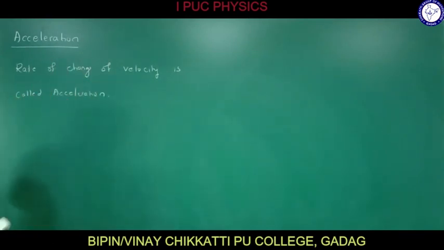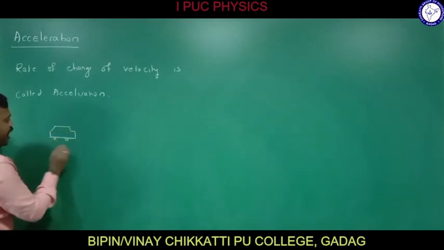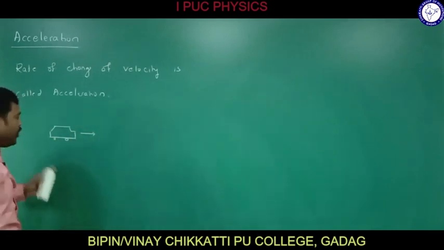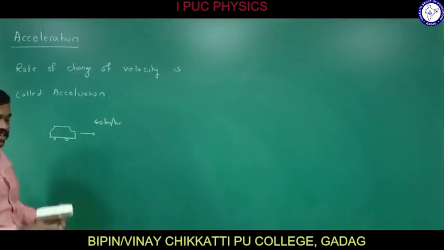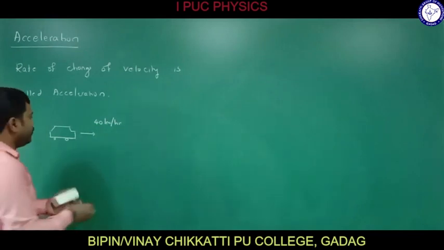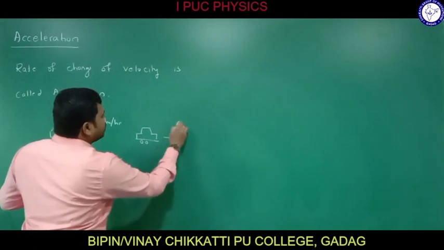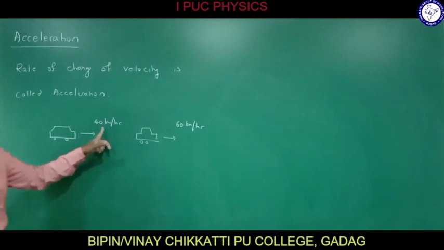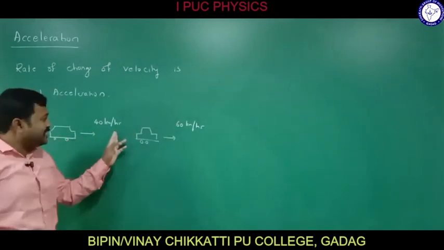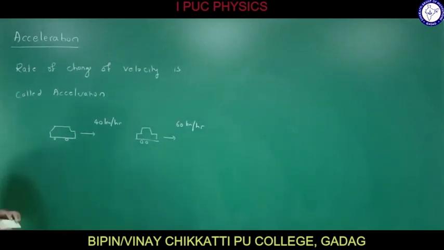For example, if there is a vehicle traveling at 40 kilometer per hour, and the driver puts his leg on the accelerator and increases the speed, now the speed of the vehicle is 60 kilometer per hour. So what is the change here? 40 kilometer per hour to 60 kilometer per hour. There is a change in velocity in a particular time, so this quantity is called acceleration.